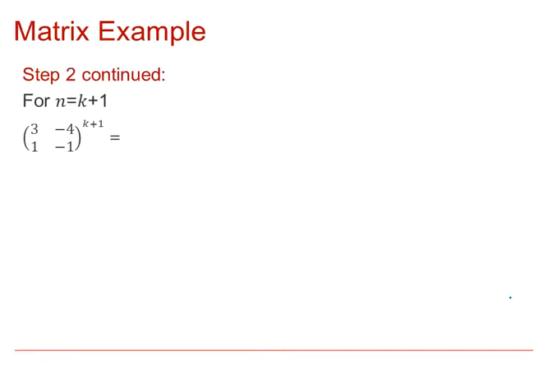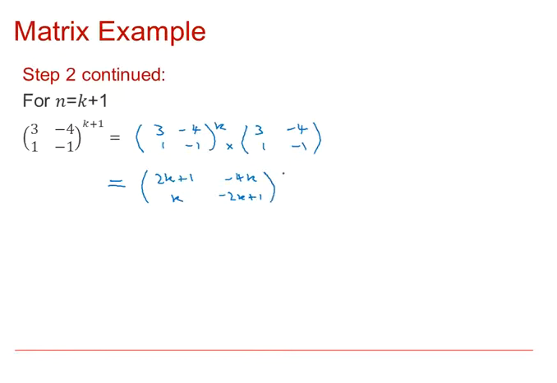So we now consider the matrix to the power k plus 1. We know that that can be written as the matrix to the power k times another matrix, just using laws of indices. Now we can use our assumption step. We have assumed that the matrix to the power k can be written as [2k+1, -4k; k, -2k+1]. That's our assumption being used.